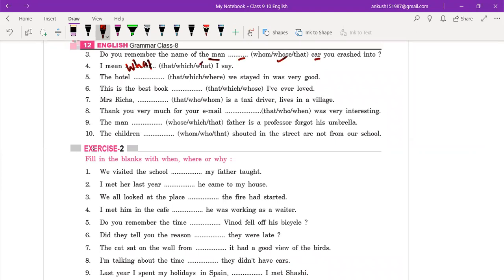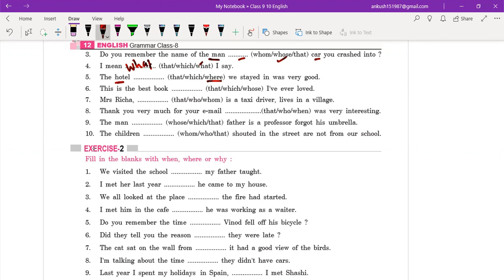The hotel which we stayed in was very good. No, you are going wrong again. The hotel where we stayed in was very good. Got it? Yes. Why, sir, do I use "where"? Because it is referring to the place.